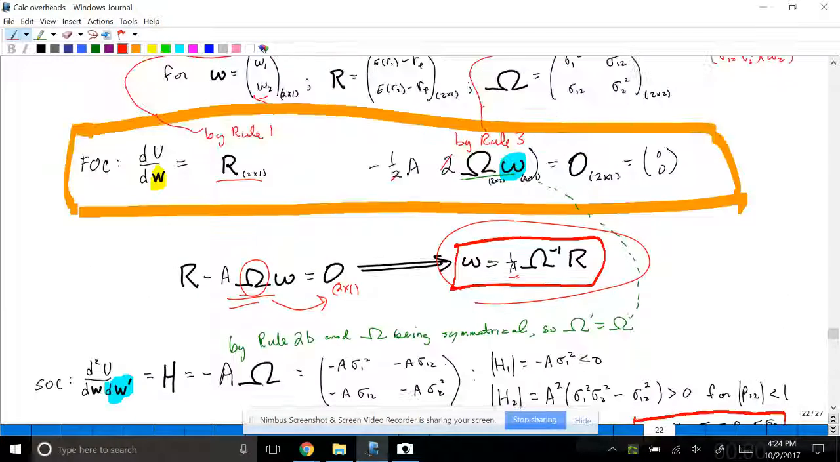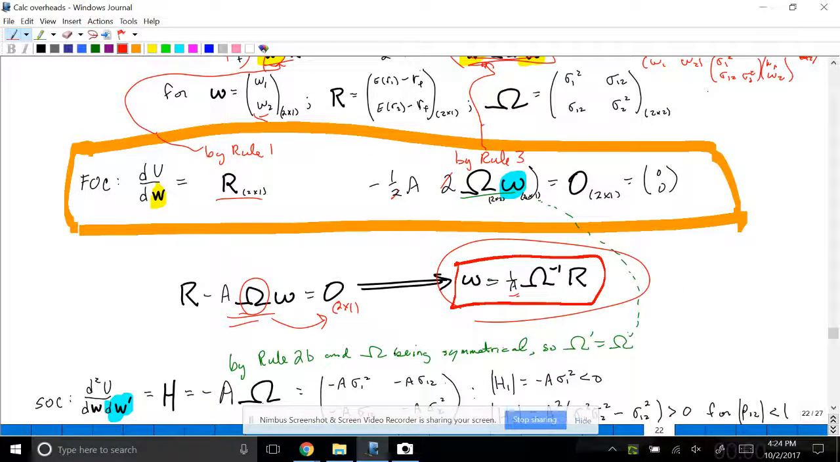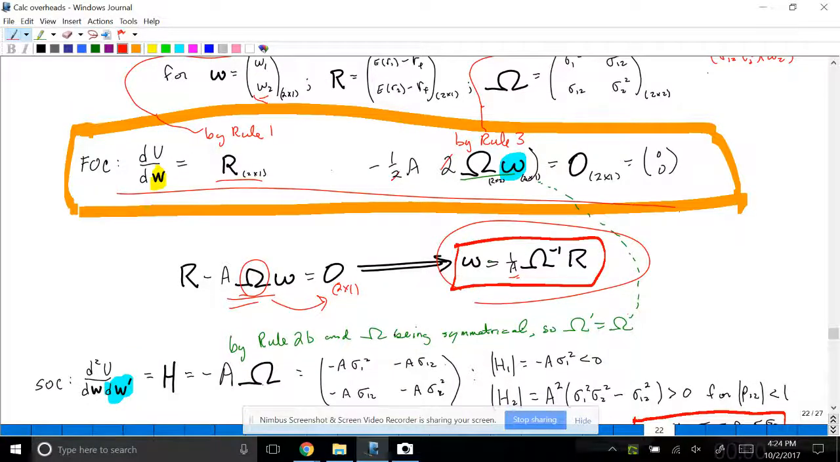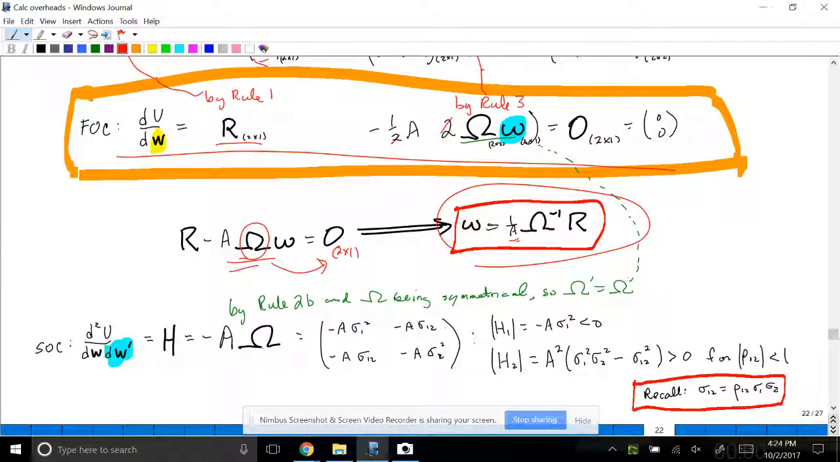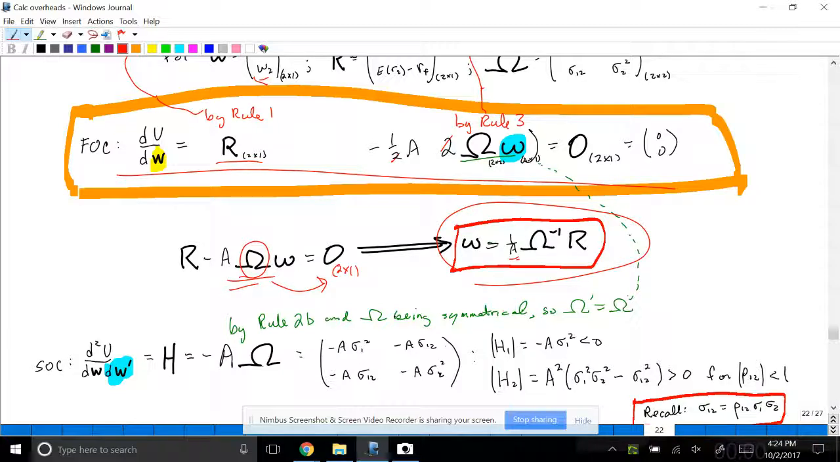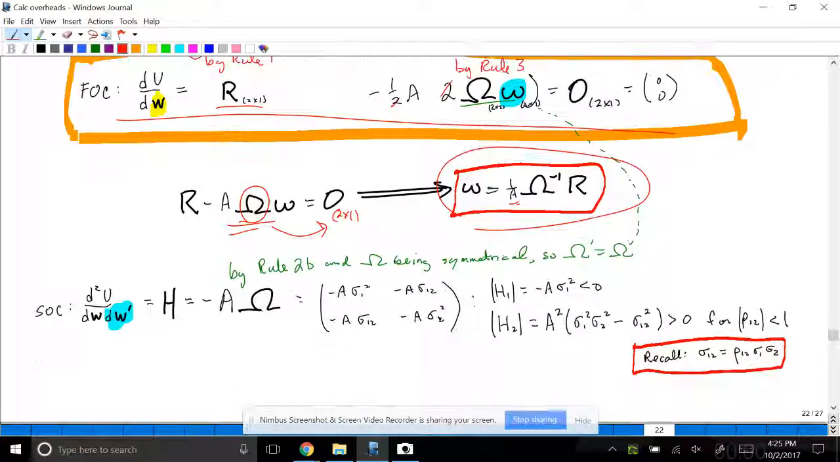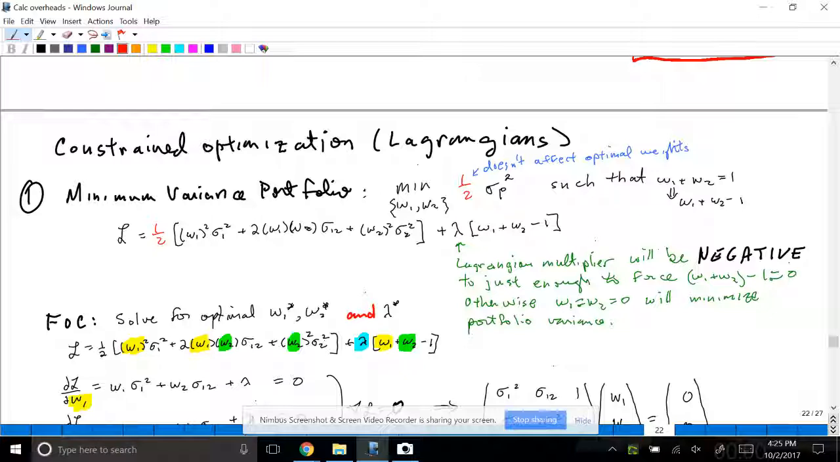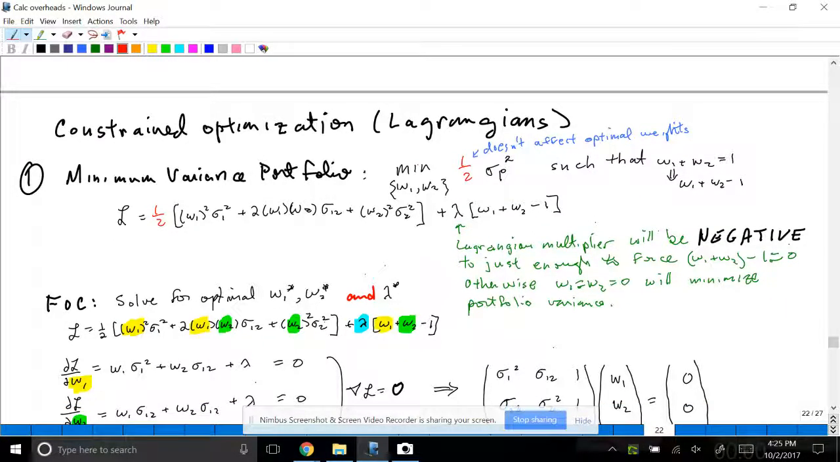Now let's look at the second order condition. Let's find a Hessian. We take our first order condition, this thing in the gold, with respect to W. The W is only where there's a blue. So we get negative A times the covariance matrix, and that is negative definite. And so, yay, it works. Now let's look at a case where we have a constrained optimization. We look at Lagrangians. We'll look at this one next.